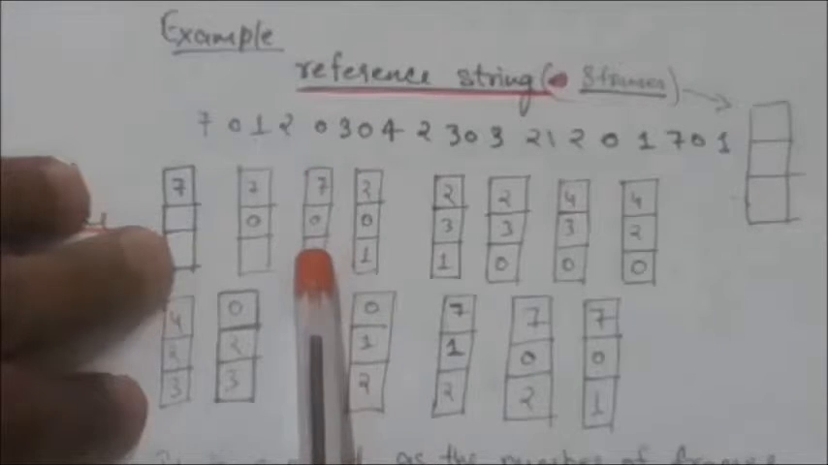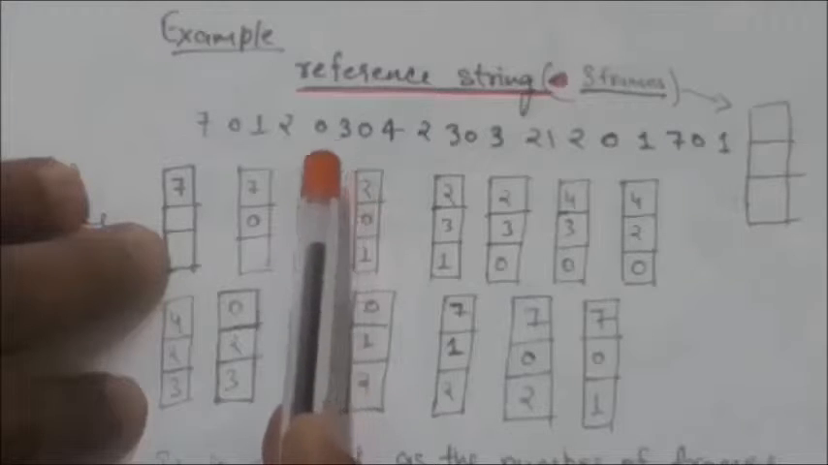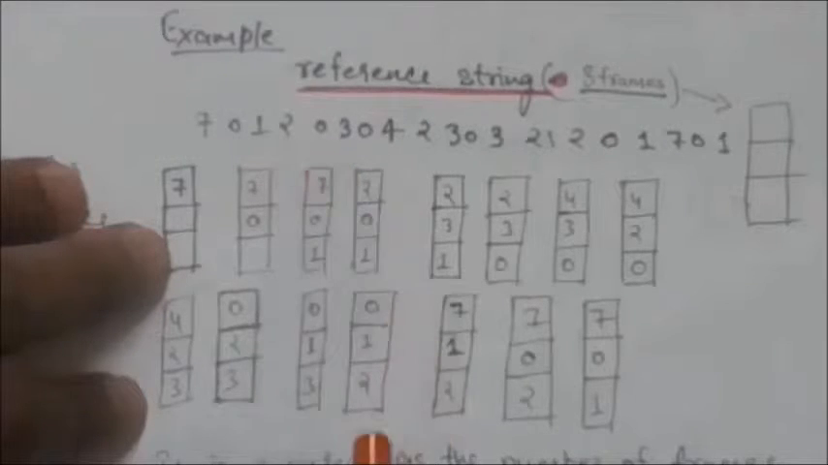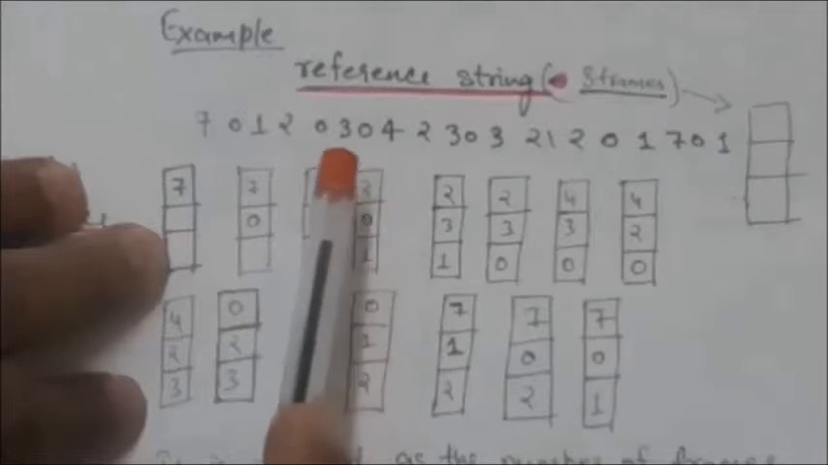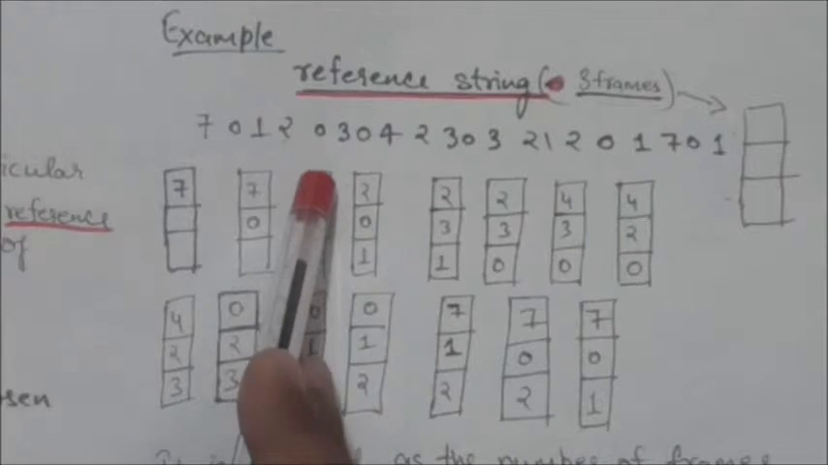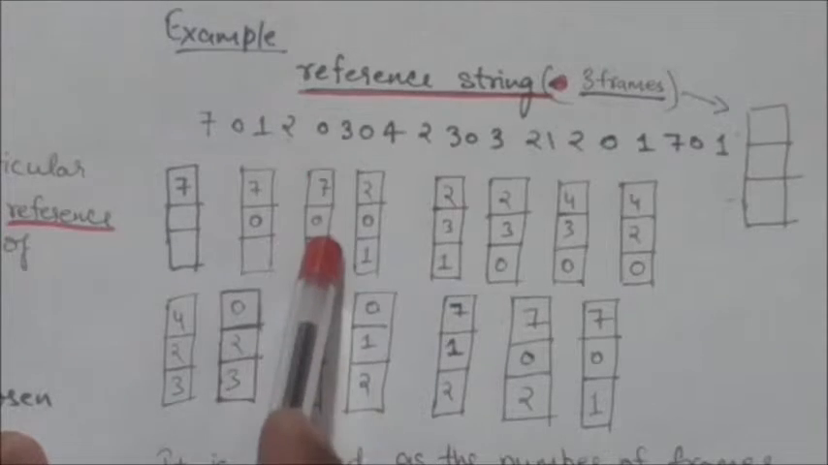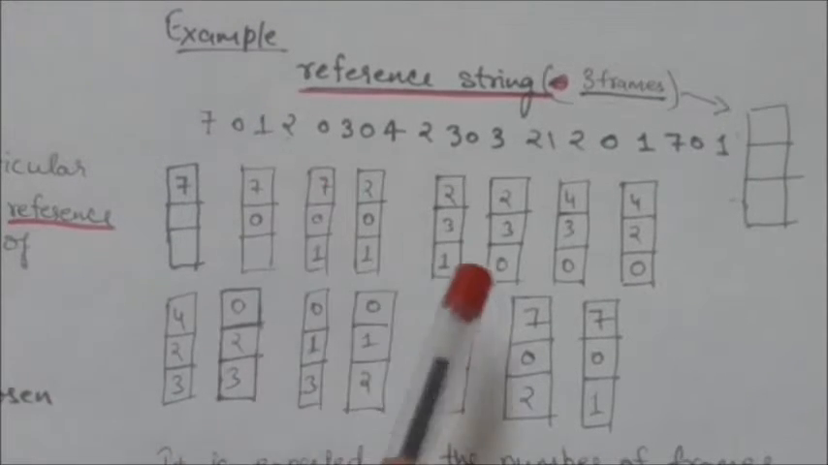There are three pages, 7, 0, 1. Page number 7, page number 0 and page number 1. Then which page among these three pages has to be replaced? So according to the FIFO algorithm, the oldest page has to be replaced.